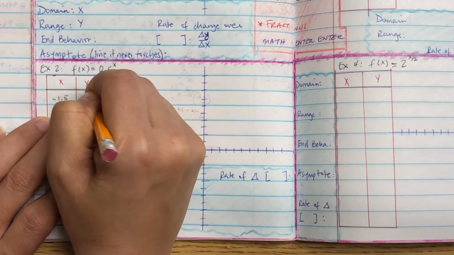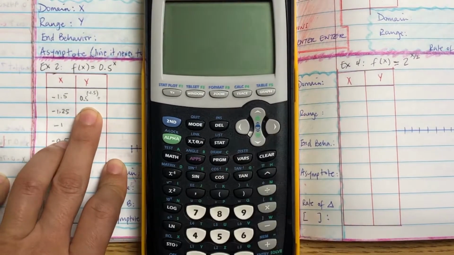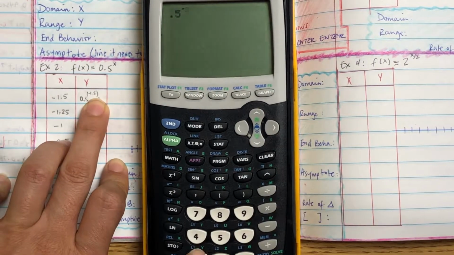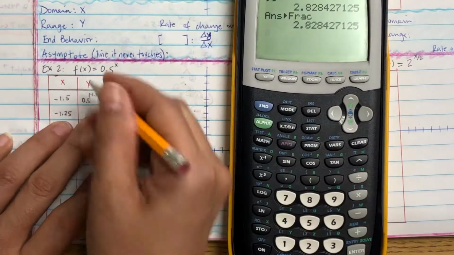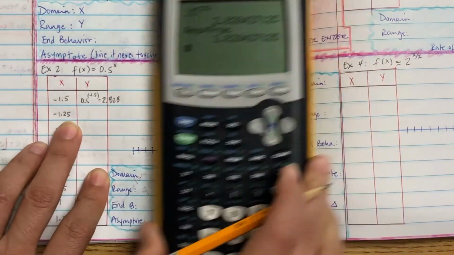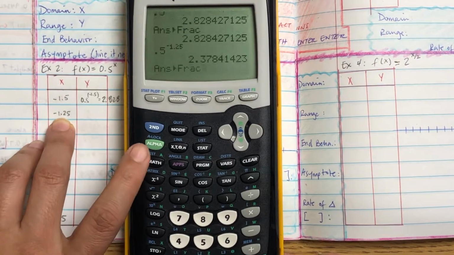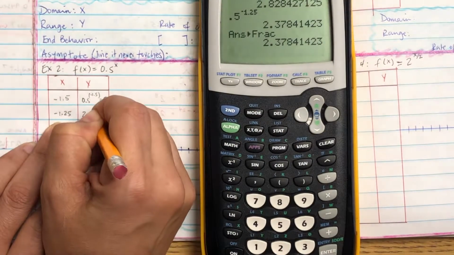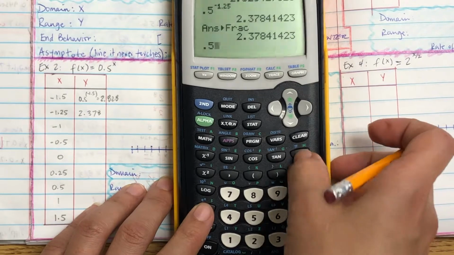So 0.5 raised to -1.5. And you're going to do the same thing with the calculator. So 0.5 raised to -1.5, and it's just going to repeat this. Now you can see math, enter, enter doesn't give me a fraction, so I'm just going to round. And then 0.5 raised to whatever x value you pick every single time.